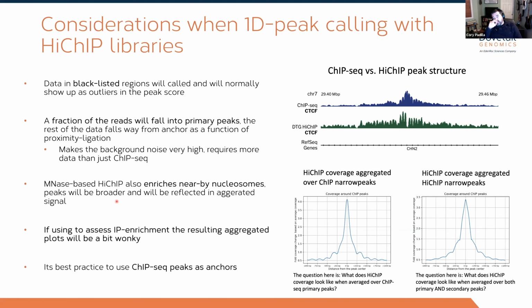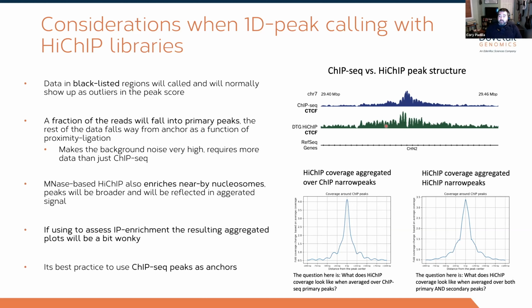Another thing to consider is that our approach here at Dovetail is to use MNase to fragment the genome. And so what that means is not only do we grab the DNA protein binding site, we grab the nearby nucleosomes. And so this will reflect in broader peaks if you just use that data. So here is sonication-based ChIP-seq data. And then here's MNase-based HiChIP data. And what you can see here is the peak for the ChIP-seq is quite high from the noise. And there is noise, but it dissipates rather quickly as you move away from the peak center.